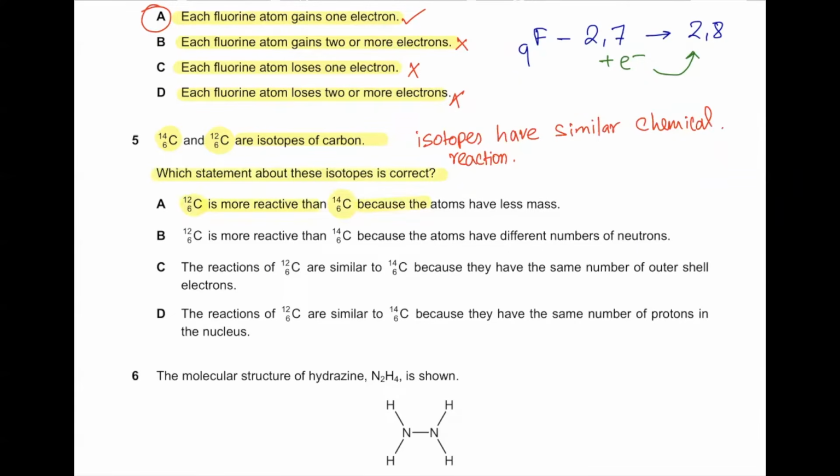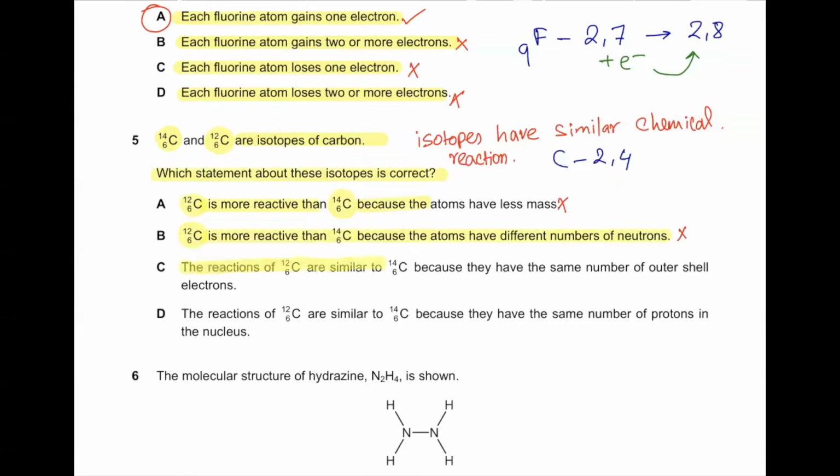Since both carbon atoms are going to have the same number of outer shell electrons, regardless of it being carbon 14 or carbon 12, each will still have 2, 4 electronic configuration. So both of them will react in the same manner. So point A is definitely wrong. C12 is more reactive than C14 because the atoms have different numbers of neutrons. Well, there are different numbers of neutrons, but we already talked about it. It cannot be more reactive.